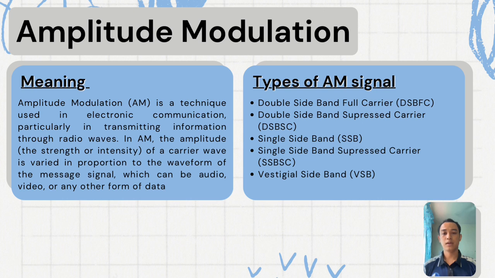And then we have types of AM signal. The first one is double sideband full carrier, DSBFC. The second one is double sideband suppressed carrier, DSBSC. The third one is single sideband, SSB. The fourth one is single sideband suppressed carrier, SSBSC. And the last one is vestigial sideband, VSB.